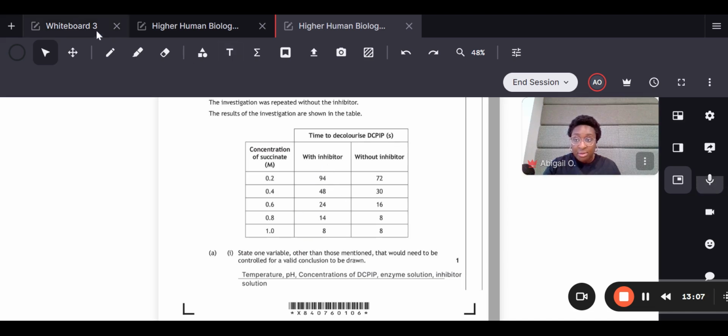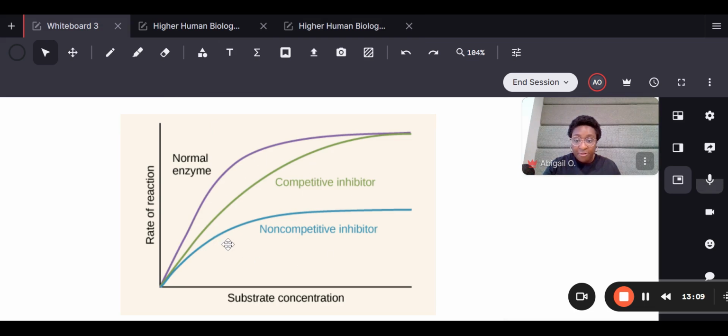And that's pulling on our understanding of this graph, that if you increase substrate concentration, you will eventually, for a competitive inhibitor, reach that maximum rate of reaction. Whereas for a non-competitive inhibitor, you would never reach that rate of reaction. You could also say that if you increase substrate concentration, you overcome the competitive inhibition. Either of those would get you the mark.